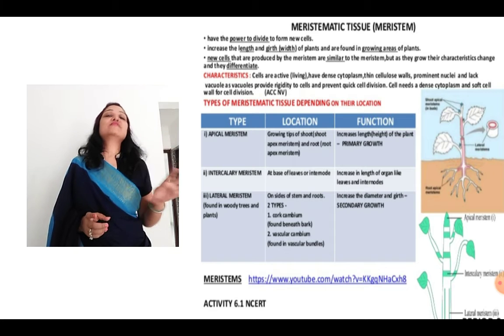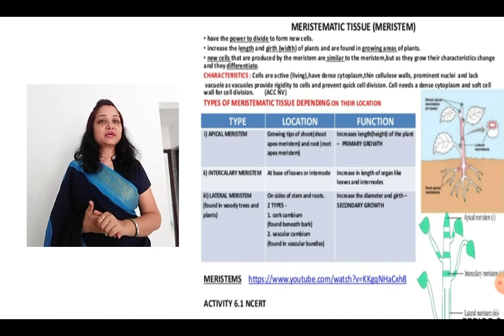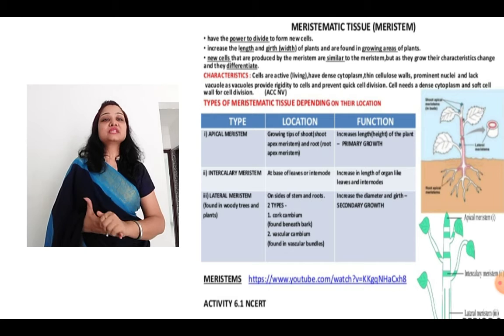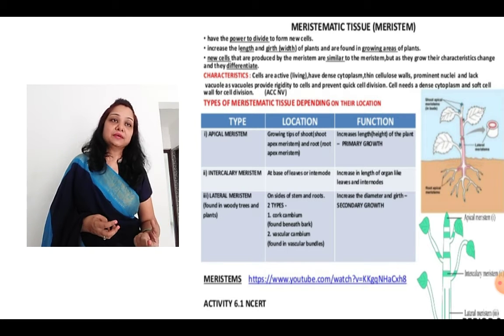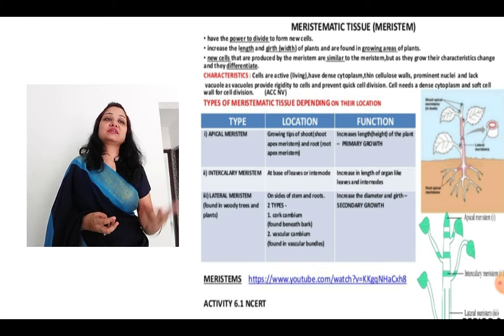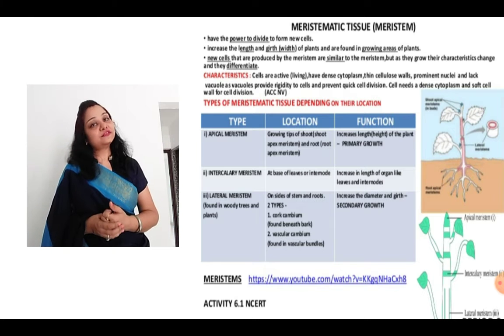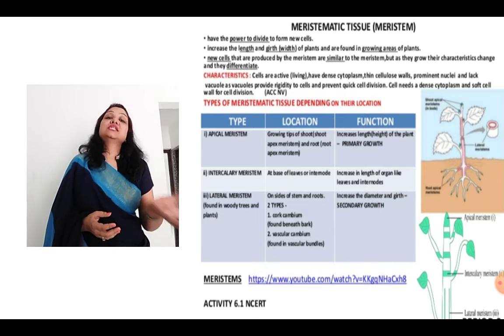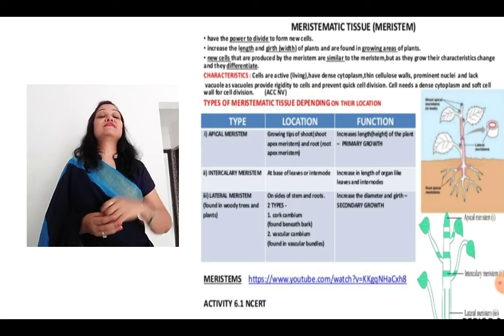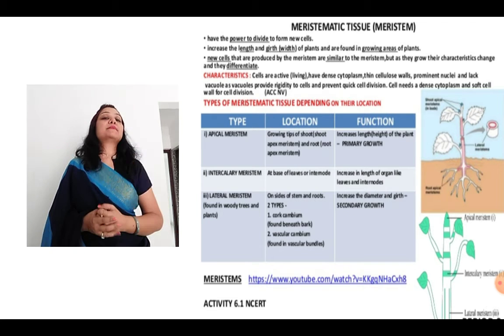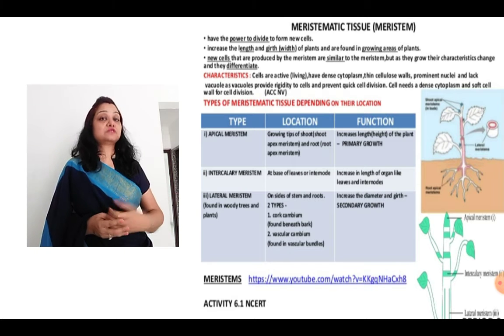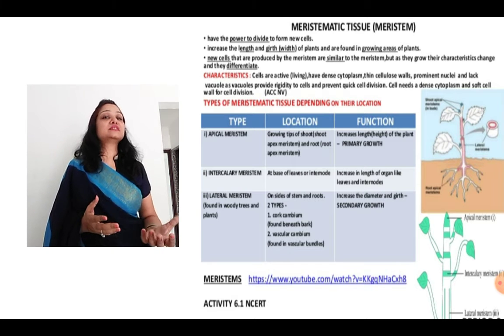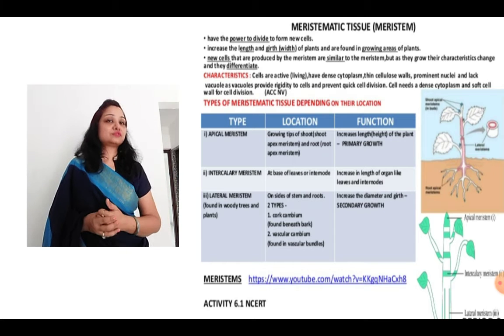Now what are these growing areas? We'll discuss that. They are given in the diagrams, right? These new cells which are produced by the meristem are similar to the meristem, but as they grow their characteristics change and they differentiate. Like the younger ones of human beings: when they are born, we see the resemblance, right? But when they grow, they have other characteristics, by nature, by behavior, right? So in the same way, it happens here also.